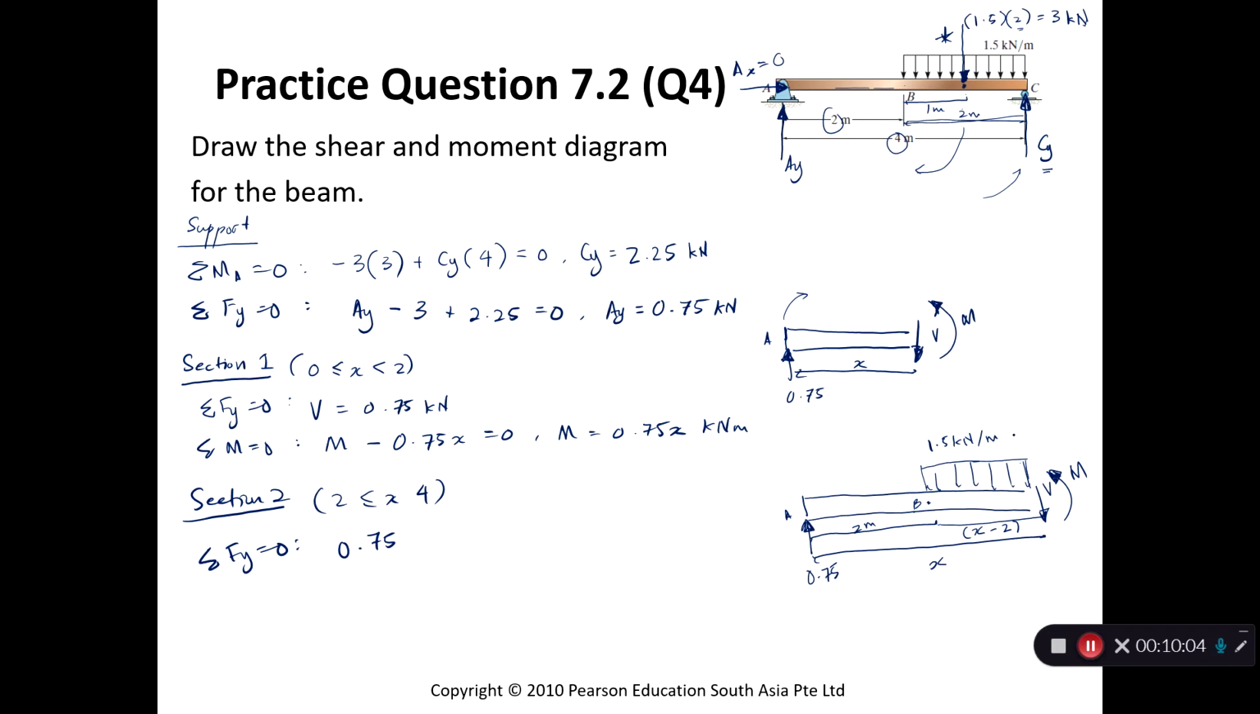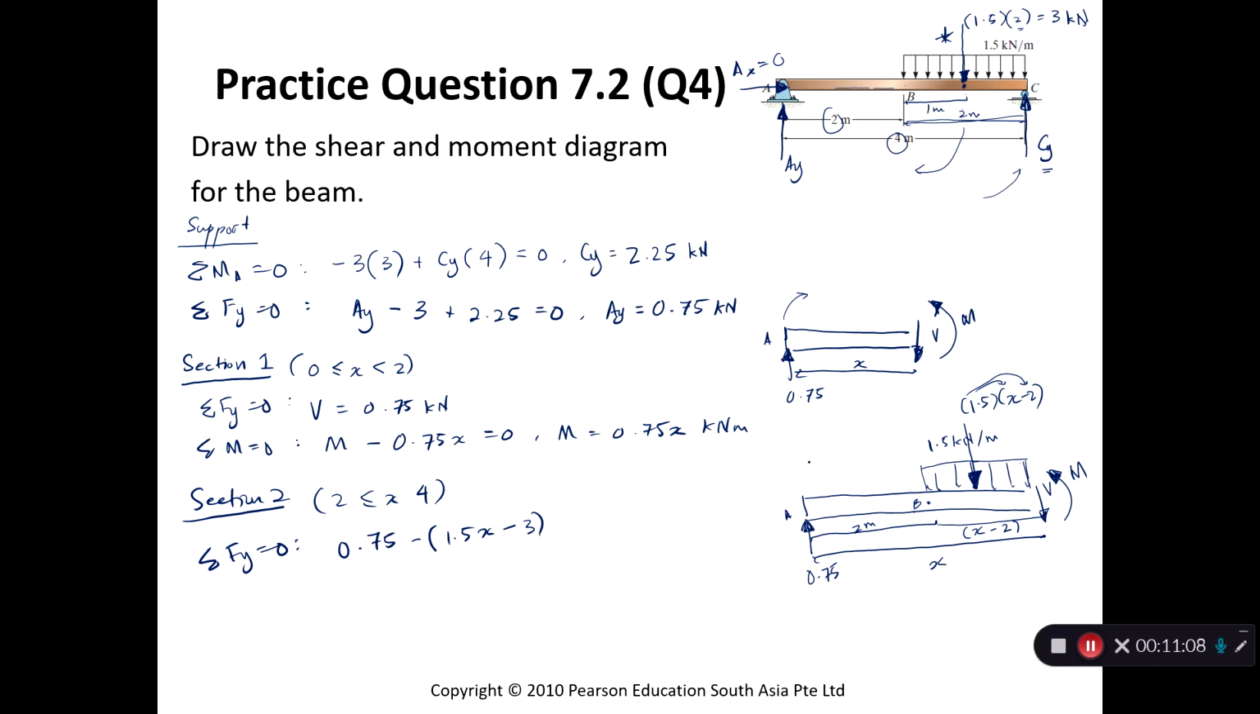So this will be the force here. I'm just going to sketch it at the center because you know what I mean. It will be 1.5 times x minus 2. That's the force. It's going downwards, so I'm going to multiply this. So 1.5 times x is 1.5x. 1.5 times negative 2 is minus 3. Okay, that's the whole portion of this force.